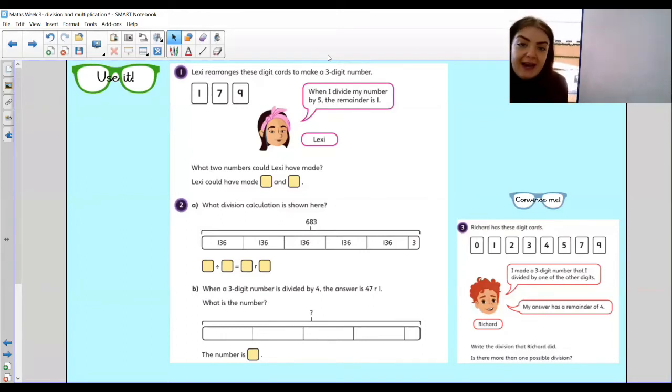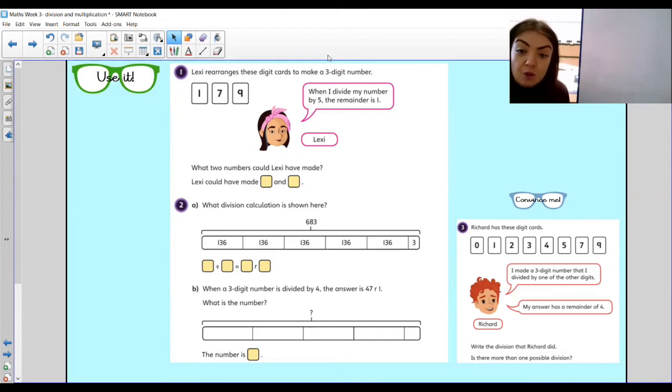Okay, so your turn then to apply this and have a little go by yourself. So question 1 then, Lexi has got these 3 digit cards. She's going to arrange them in an order in a 3-digit number. And she's giving you her fact that when she divides that number by 5, the remainder is 1. So think about your knowledge about the 5 times table. If you are dividing by 5 and there's 1 left over, that gives you a little clue on what your 1 digit has got to be. Okay, so have a go and see if you can find 2 different numbers that Lexi could have made using those digits. You can't use the same digits again. Okay, you can only use 1 in 1 space.